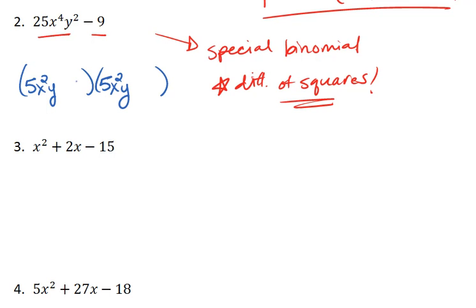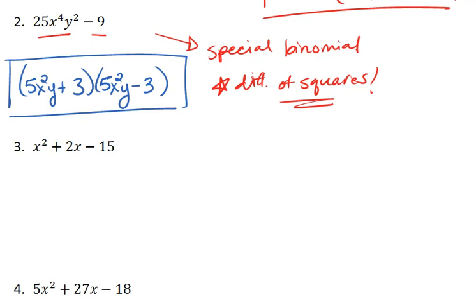And the square root of 9 is 3. That's the second term in each binomial. We just put a plus and a minus between them both. And there's our final answer. We used difference of squares.